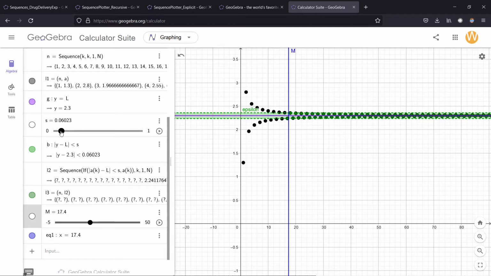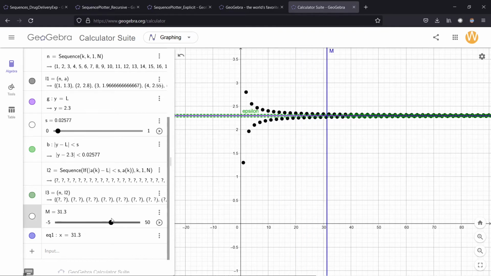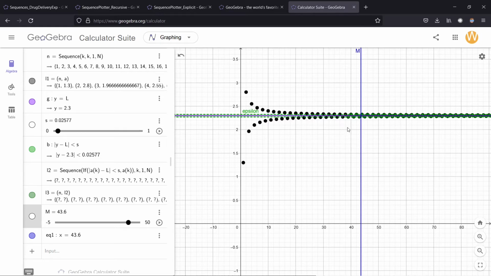So if we make epsilon a little bit smaller, in general, that point is going to stretch further and further out into the sequence, possibly. But eventually there'll be a point where all of the terms past that capital N remain inside that epsilon tube. So this is the exact correct mathematical definition of the limit and a nice visualization to accompany that.